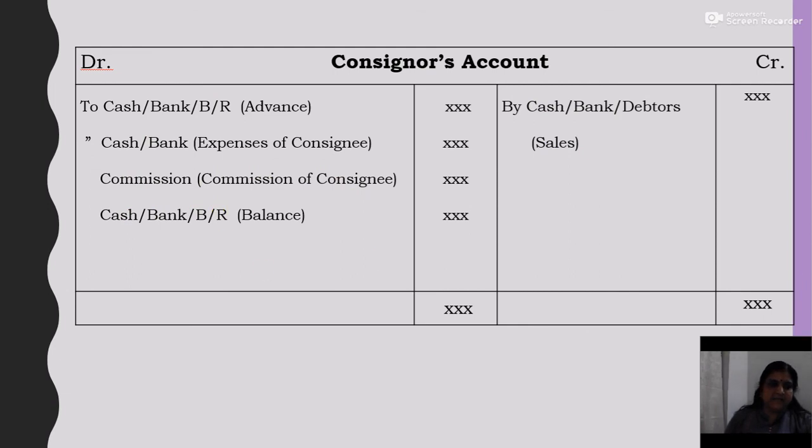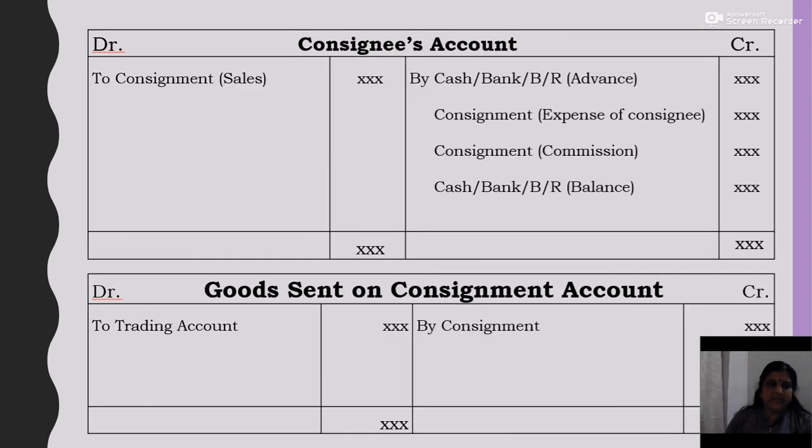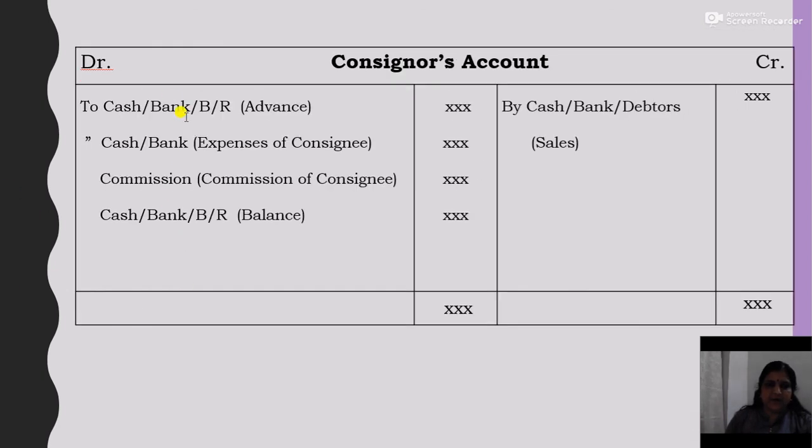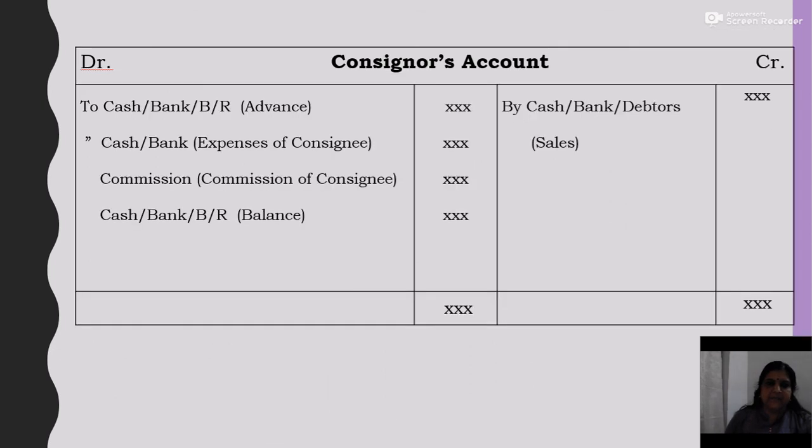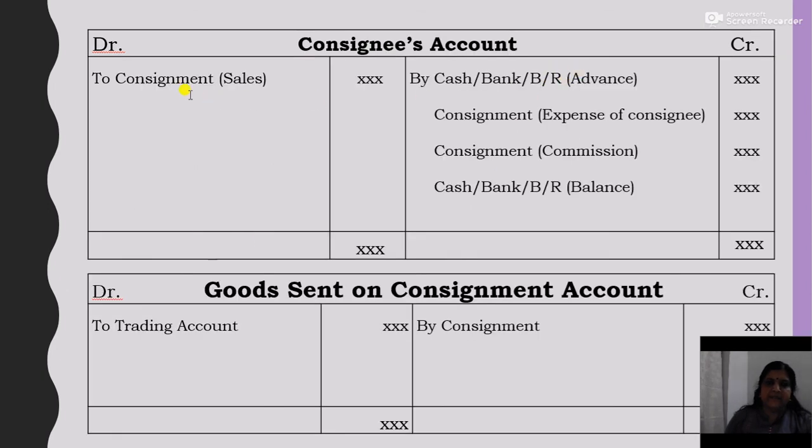That is, the amounts appearing on the debit side of consignor's account will be appearing on the credit side of consignee's account. Now the amounts appearing on the credit side of consignor's account will be appearing on the debit side of consignee's account, and the final balance of consignor's account and consignee's account should be one and the same. That is the amount to be paid by the consignee should be the same as the amount to be received by the consignor. So the consignee's account balance and the consignor's account balance will be one and the same.